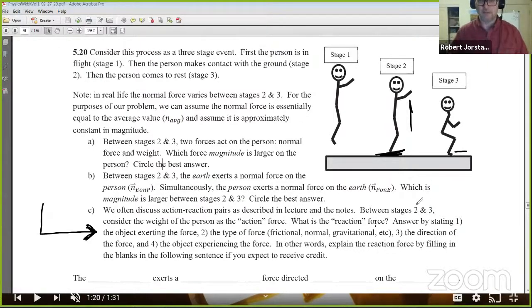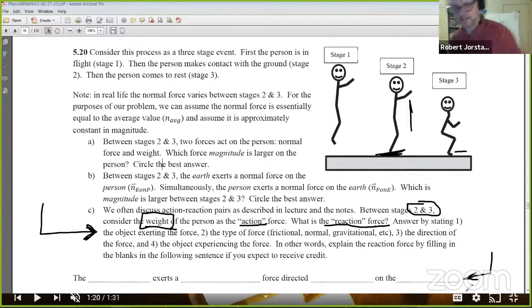Okay. Between stages 2 and 3, I'm going to say the weight of the person is the action. And what do I mean by that? You've probably heard of Newton's third law as being action, reaction, right? So let's say the action is the weight of the person, the force associated with mg. What is the reaction force? And to do that, see if you can fill in the blanks in this sentence.